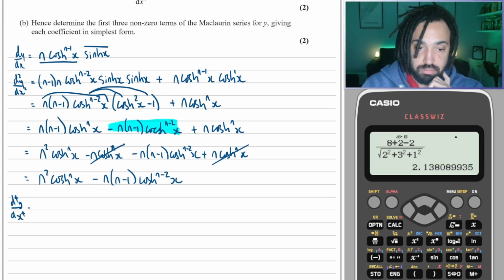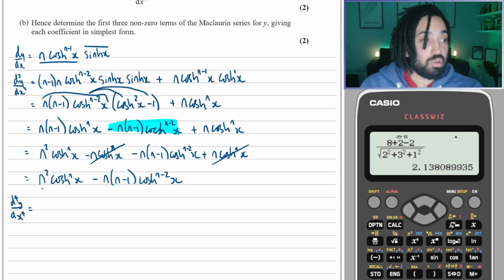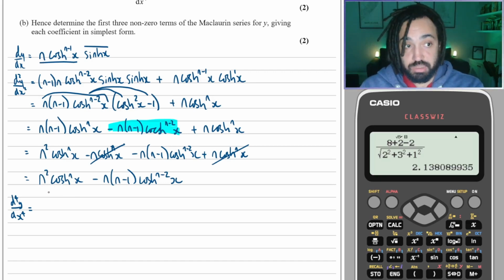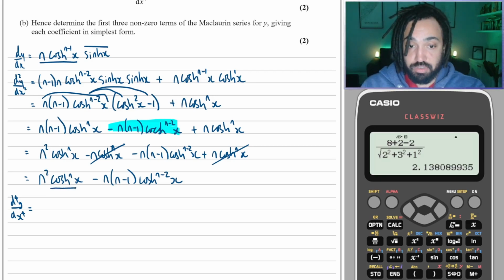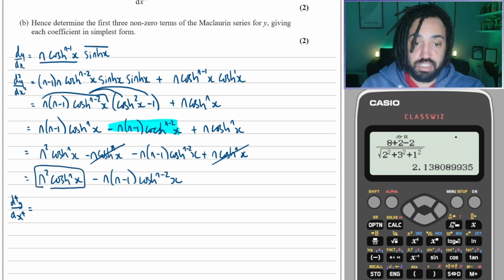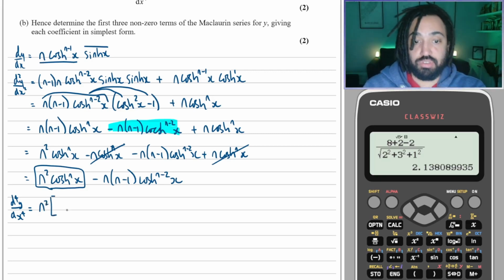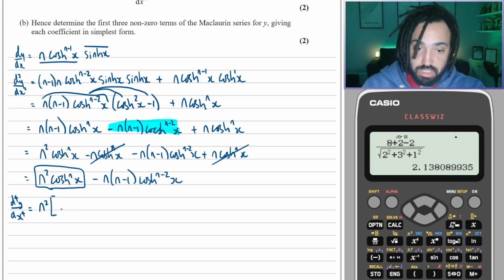Well, I know what cosh to the n of x differentiates to when I differentiate it twice, which I need to do because I need to go from the second to the fourth derivative. So I've got to differentiate this two more times, and I know what this differentiates to. The n squared is just a constant, which will stay. So it becomes n squared lots of, well, what do I get when I differentiate cosh to the n? I get n squared cosh to the n of x minus n minus 1 cosh to the n minus 2 of x.